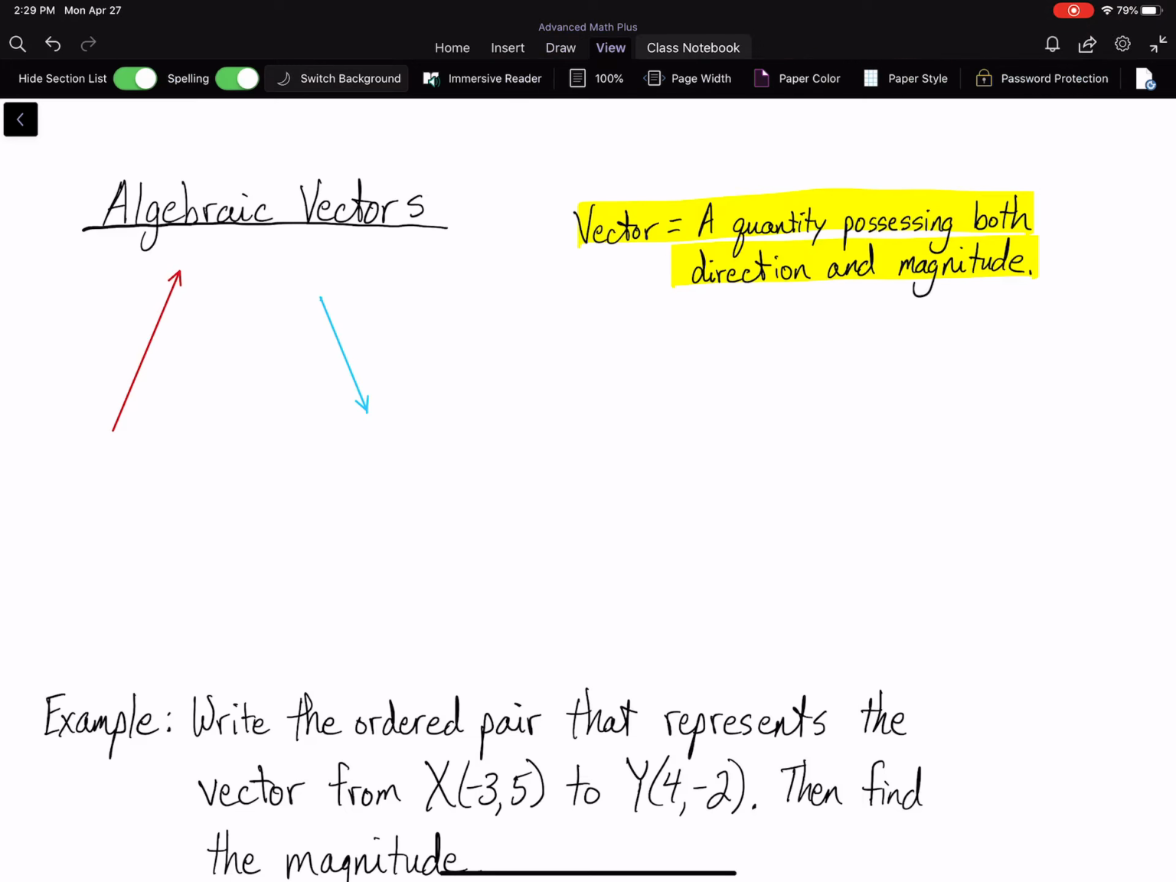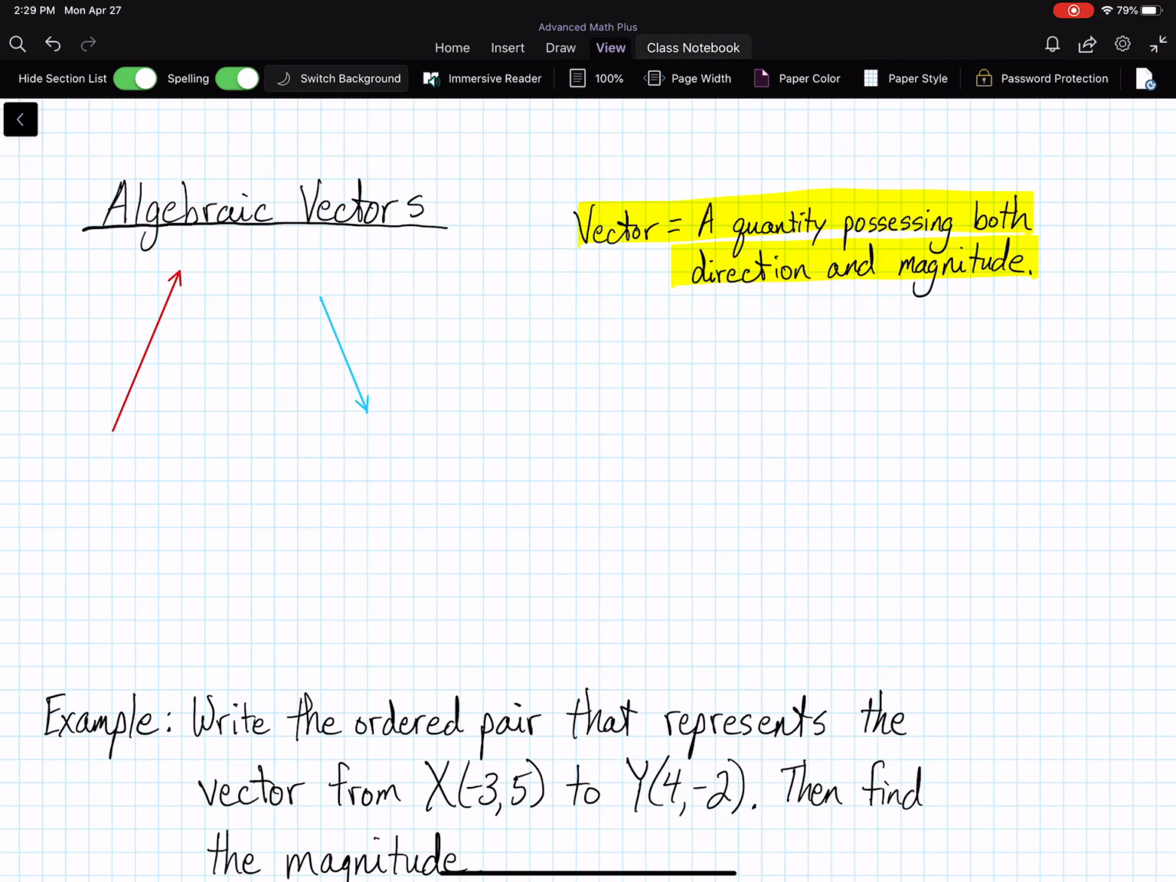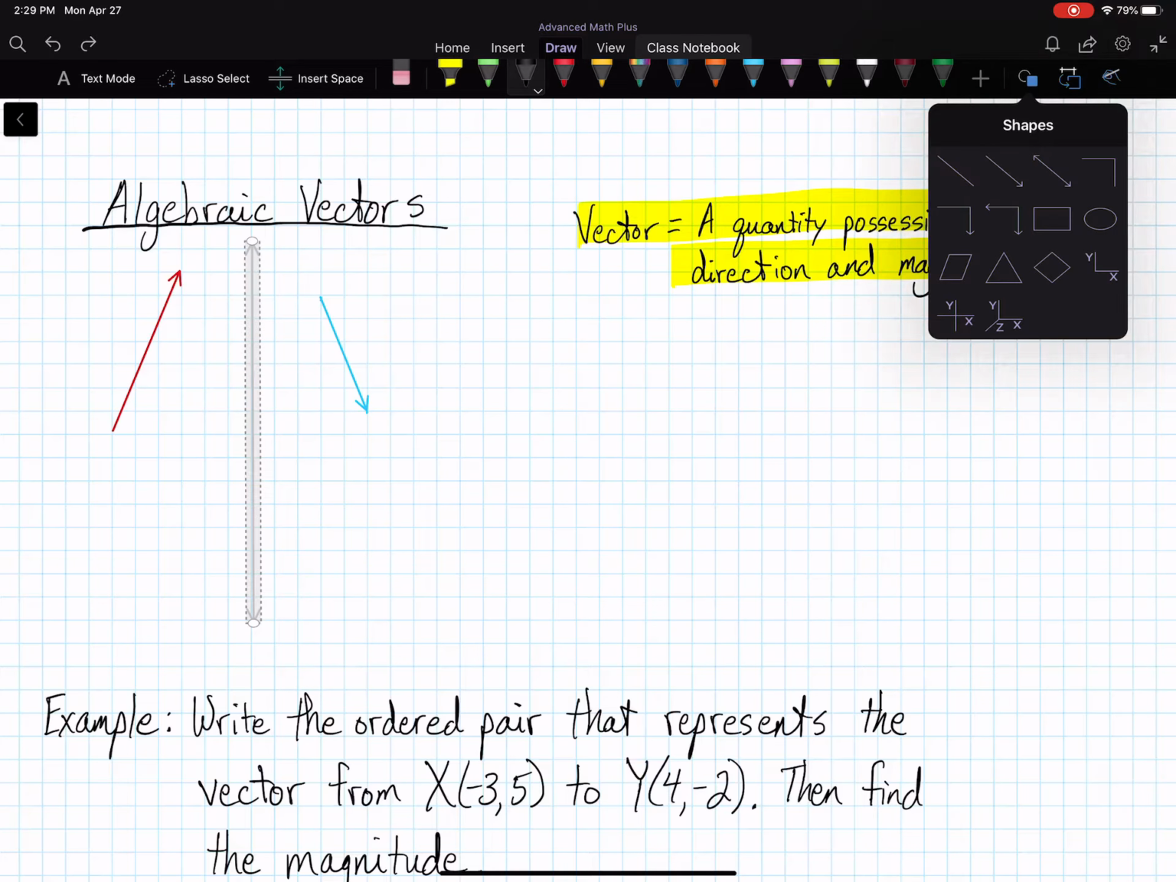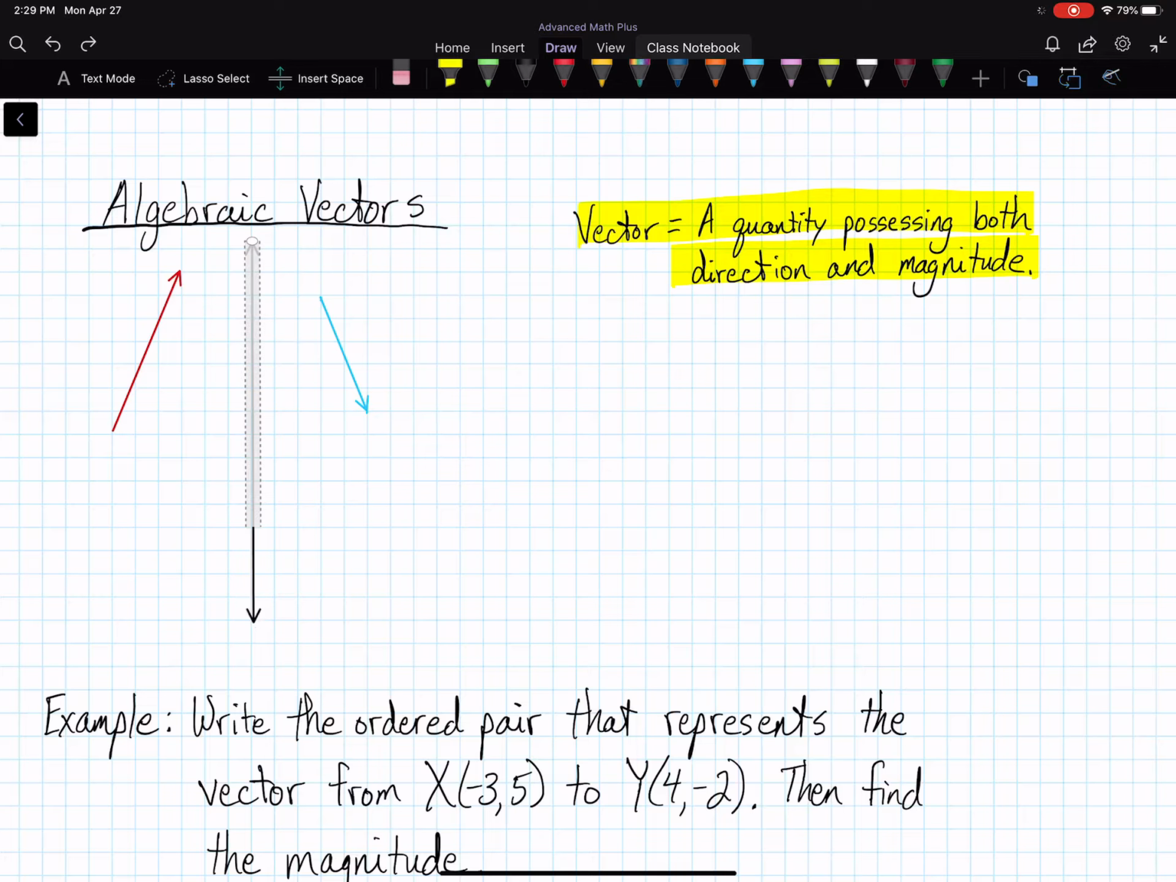So let me make us a coordinate plane here. All right, and I'll just stick it right in between the two of them. Oops, forgot my little vector sign. All right, let's try that again. Okay, so we have the x-axis and the y-axis, and we got a couple of vectors there.